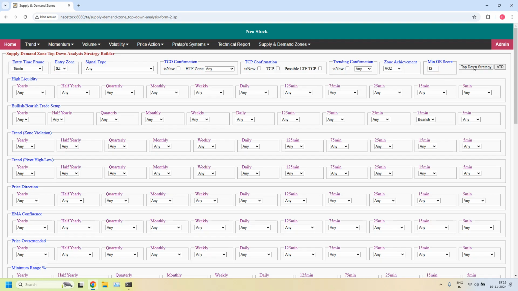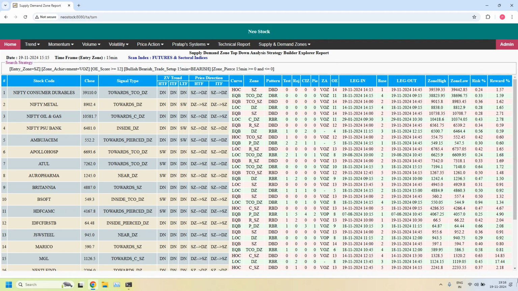Now let's filter the stocks. We got a big list. These are the first 15 stocks. I am scrolling the list down.